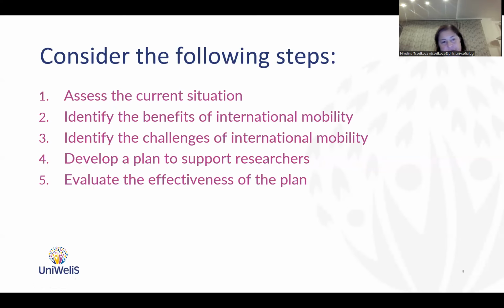Now consider the following steps. Number 1, assess the current situation. What do researchers and students taking part in some forms of international mobility actually experience? Begin by gathering data on the current state of international mobility among researchers in your organization. This may involve analyzing existing programs and initiatives, conducting surveys or interviews with researchers, and identifying any gaps or areas of improvement.